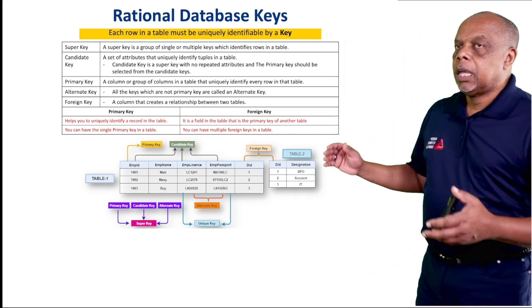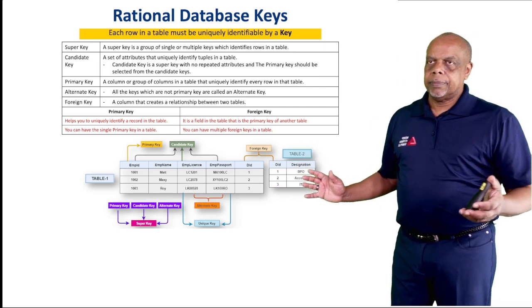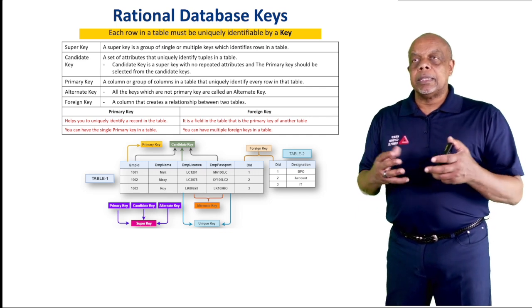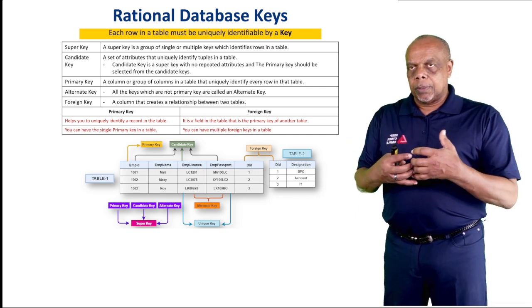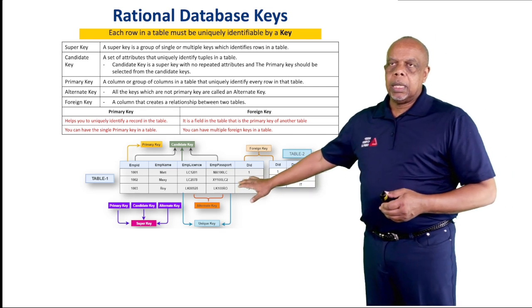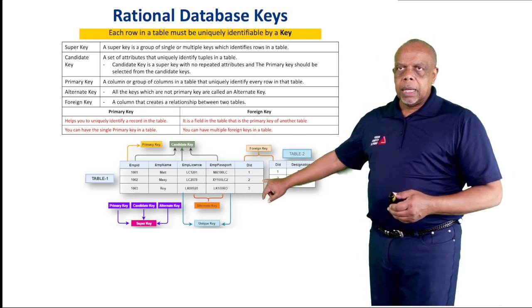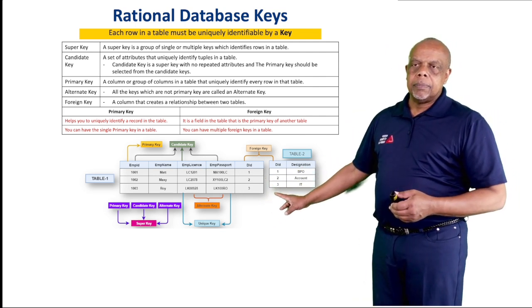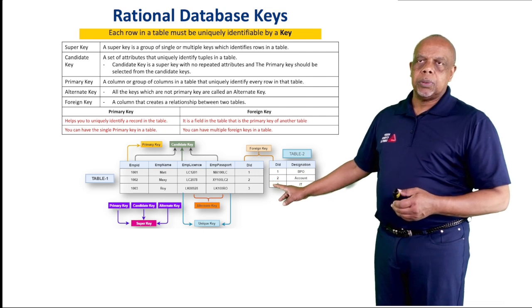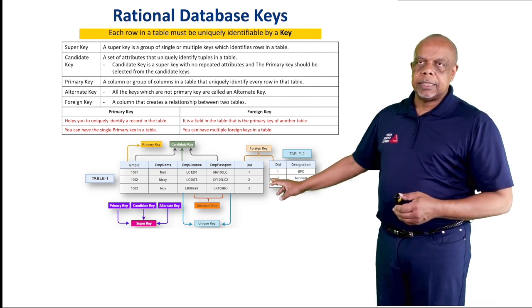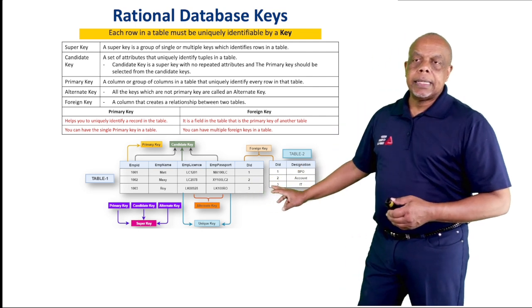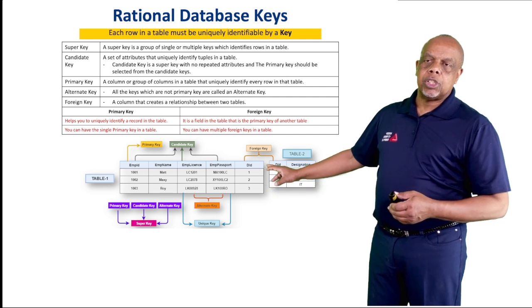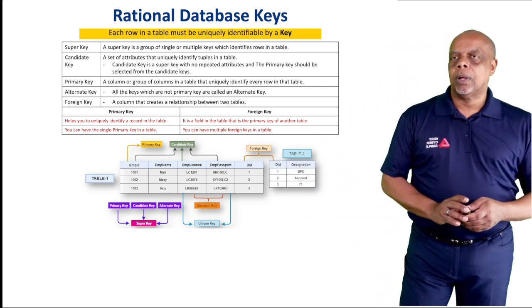Alternate key. Like I said, all the keys which are not primary keys are called alternate keys. That's all they are, right? Nothing fancy there. And our foreign key. Now the foreign keys are very important. Why? Because that's how you create relationships with other tables. So like I said, this was table 1, and I'm taking this ID number, and when I go to table 2, I'm going to put the exact same column in table 2. So now there's a relationship between this ID number in table 1 and table 2. So now I have a foreign key that has a relationship with a row in table 2.